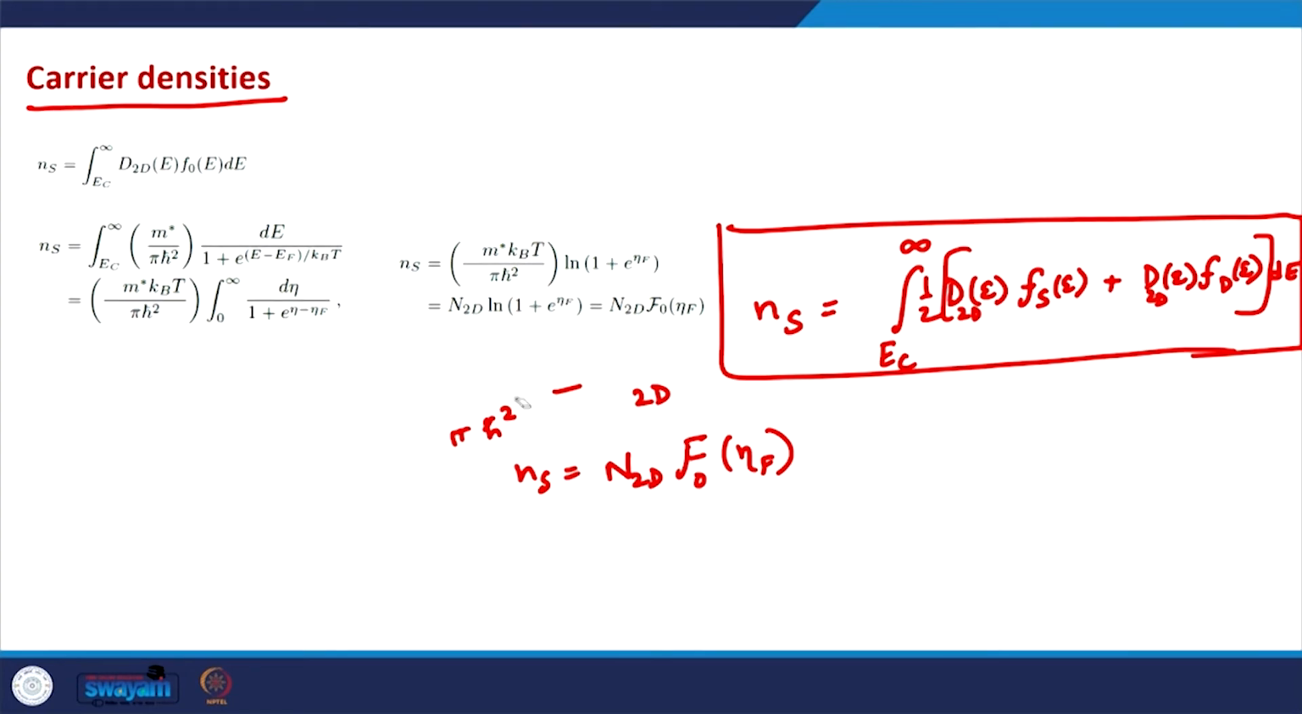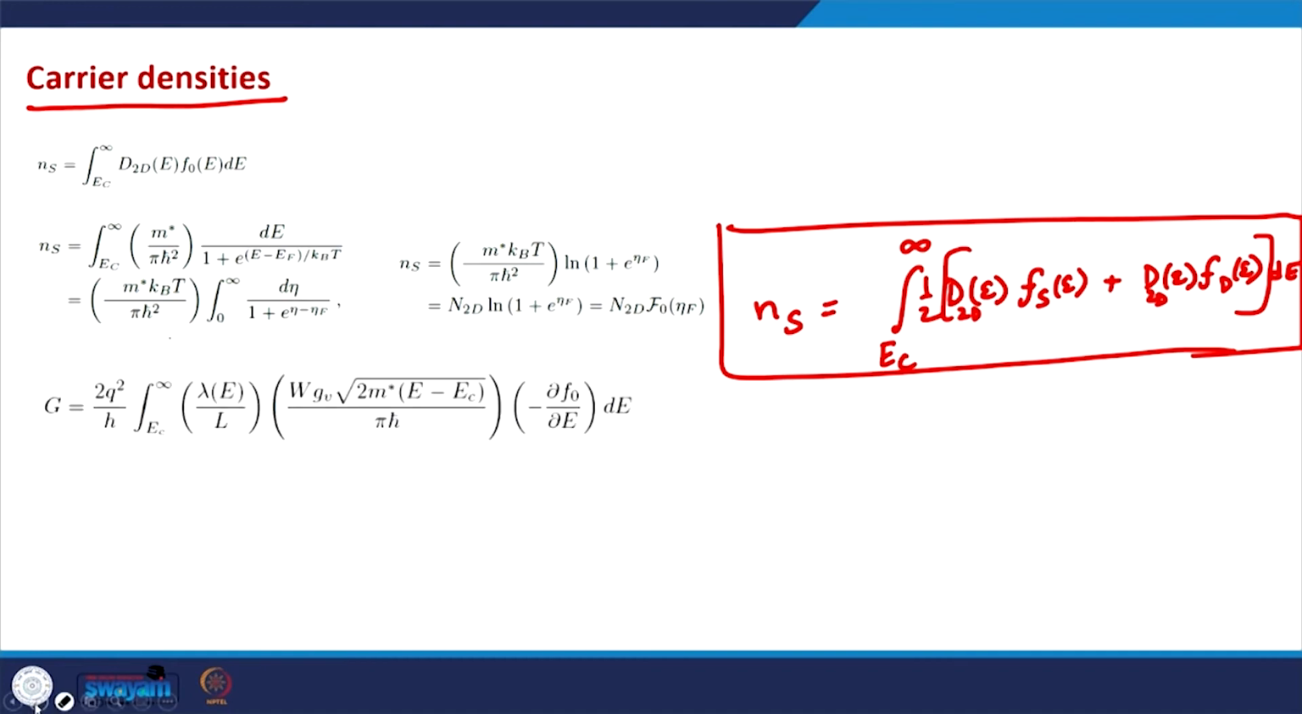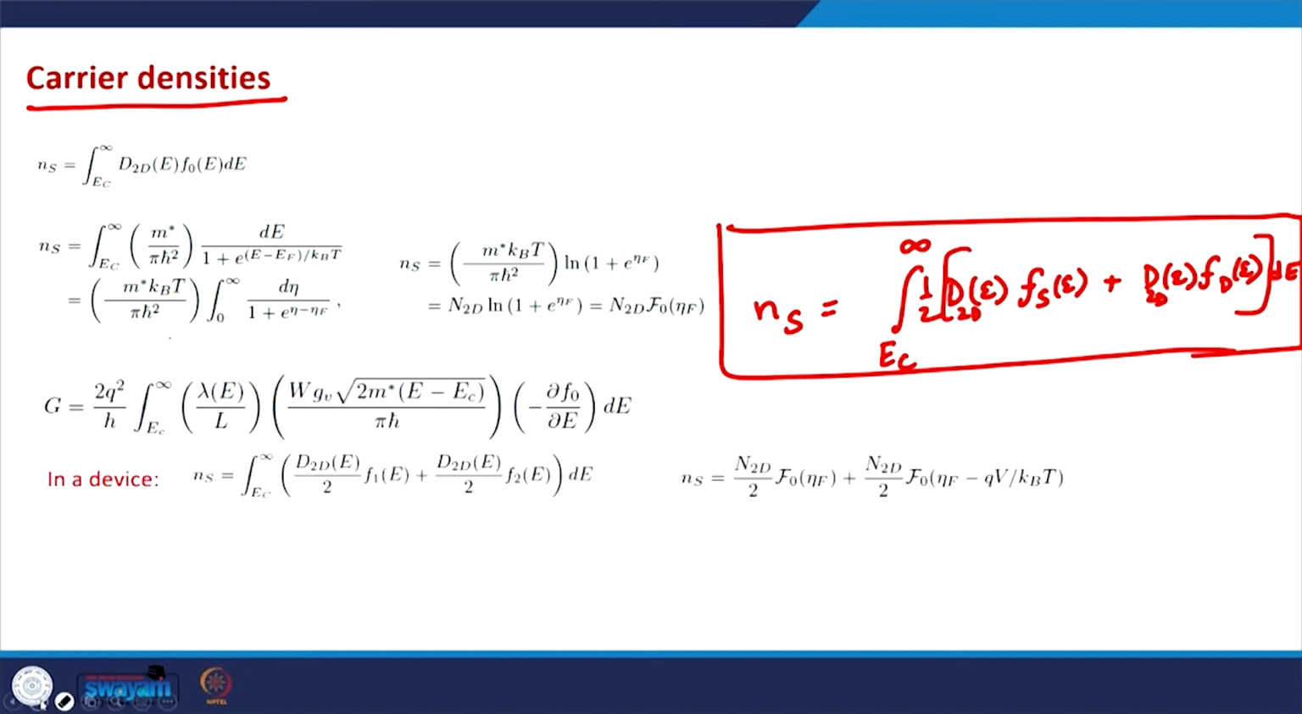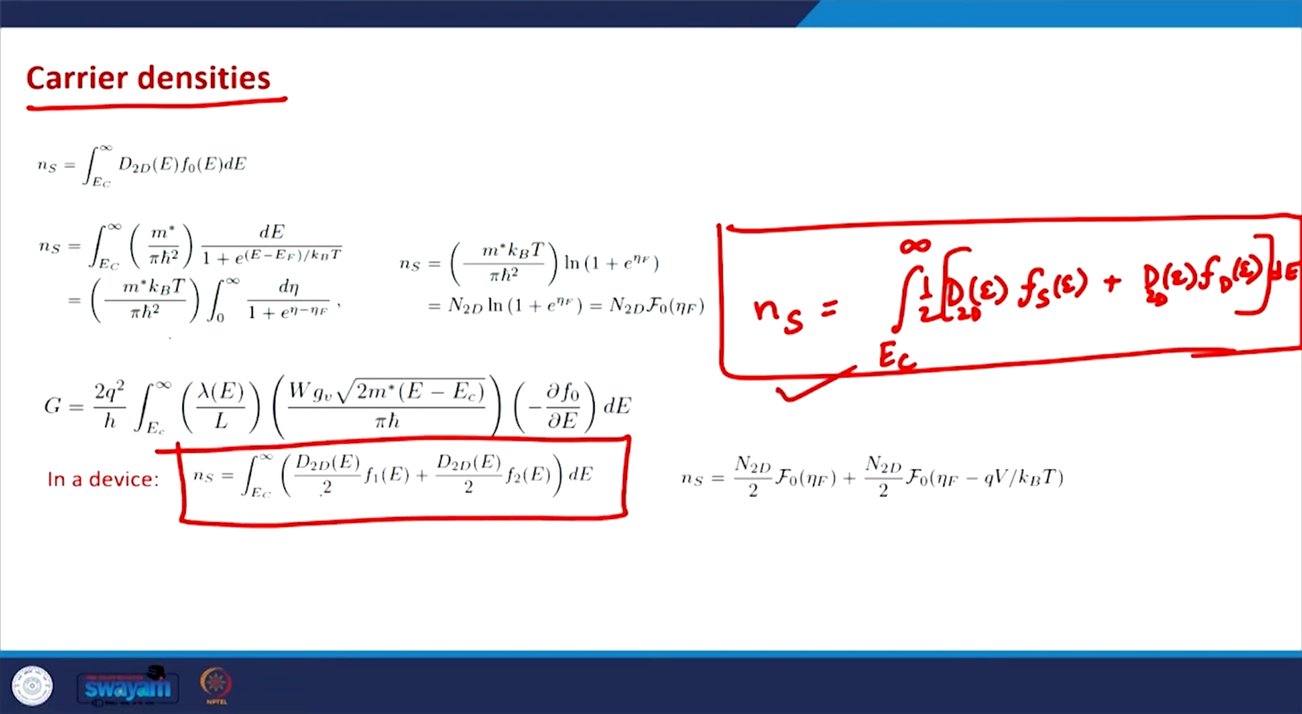Now, it gives us an expression for the conductance as well. So, in a device, the carrier density is defined as this, which is essentially this. So, just to quickly review what it means, this means that the source contact, the left hand side contact, is trying to fill the channel up to the source Fermi level, and the drain contact is trying to fill the channel up to the drain Fermi level.